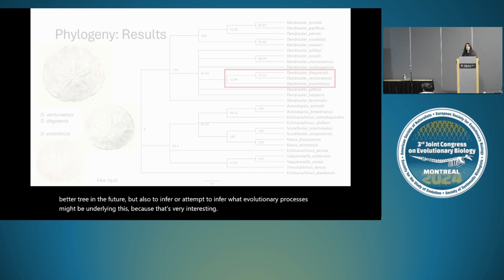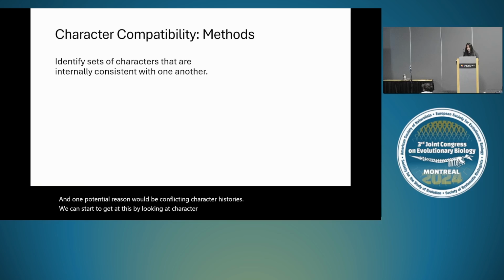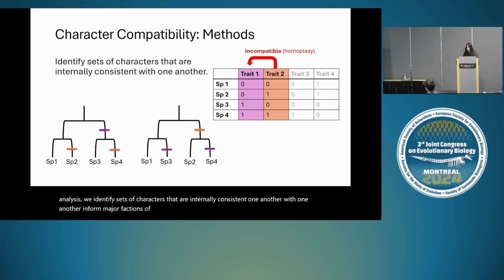And one potential reason would be conflicting character histories. We can start to get at this by looking at character compatibilities. In this initial exploratory analysis, we identify sets of characters that are internally consistent with one another and form major factions of support. Sometimes you'll have traits that disagree with each other. For instance, traits 1 and 2 cannot be mapped to the same tree without homoplasy. In both of these topologies, there's an instance of homoplasy. So that makes them incompatible.